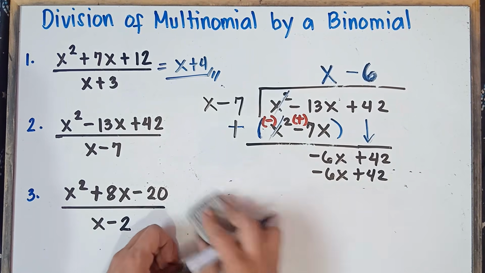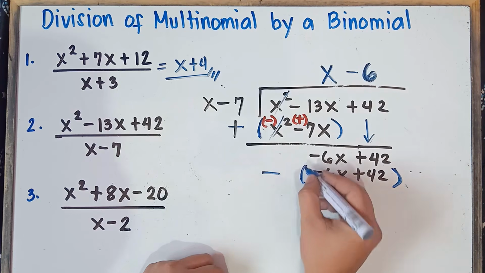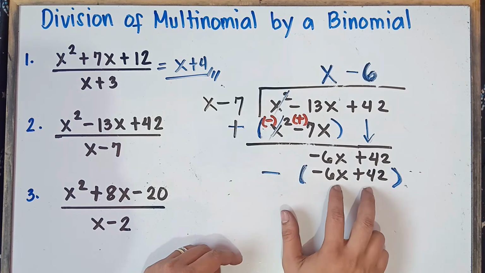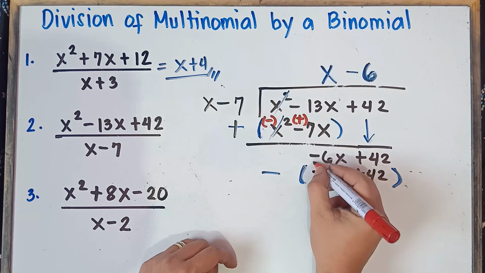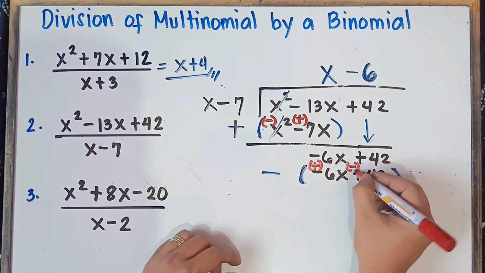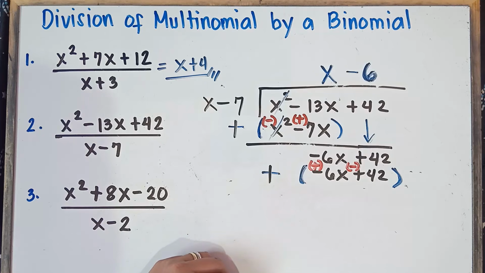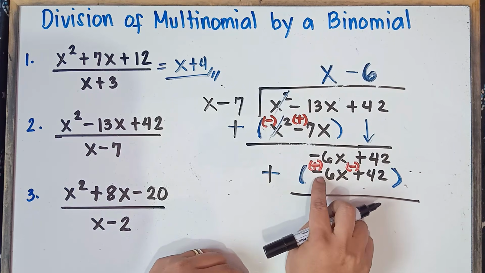Alright, and then we put parentheses because this is a binomial. And then we put a minus sign. And then we change the sign of the subtrahend, then proceed to addition. So this is minus, this becomes plus. And this is plus, this becomes minus. And then we proceed to addition. So this will be negative 6 and then positive 6. Of course, this is 0, right?